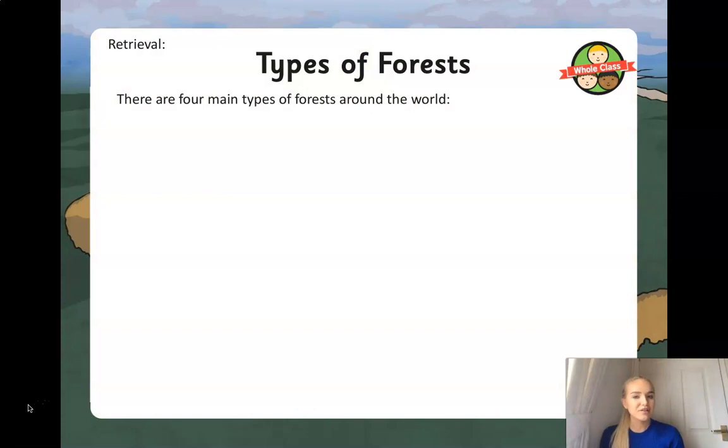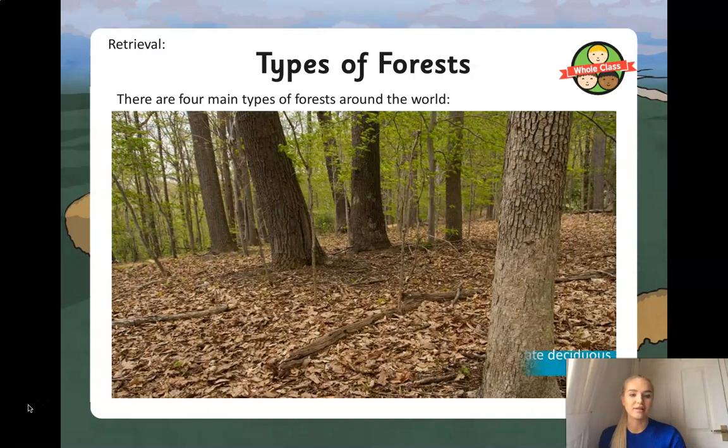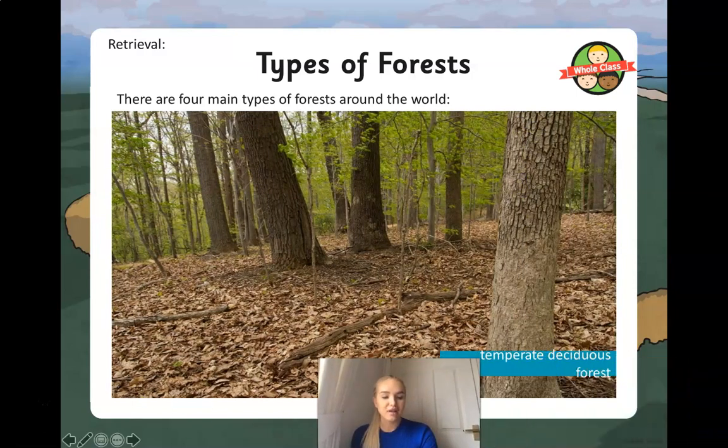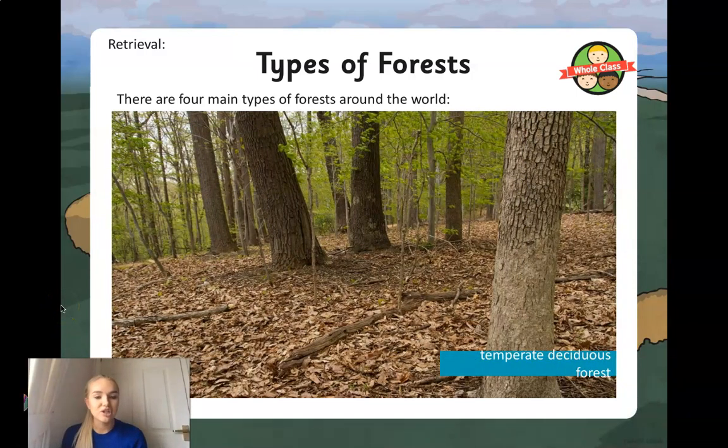Now, I do have some retrieval for you. A long time ago now, we learnt about the types of forests around the world, and we found out that there were 4 different types of forests around the world. Now, one of these types is a temperate deciduous forest. Can you remember the other 3 types of forests? Pause the video and have a think, please. Off you go.